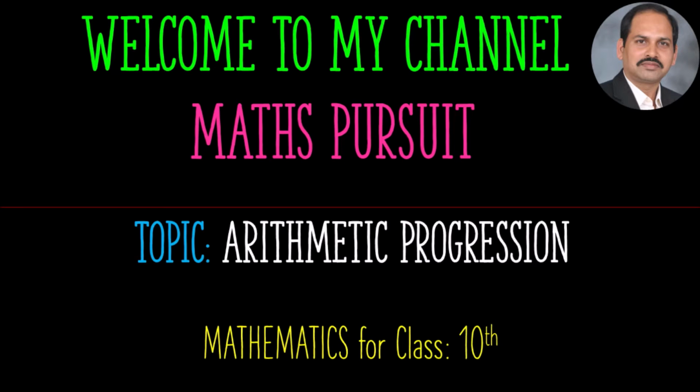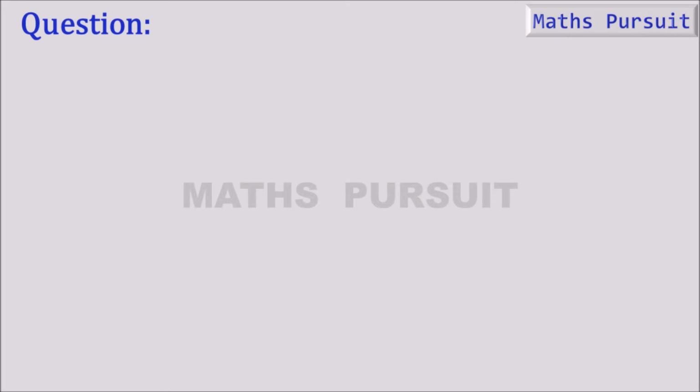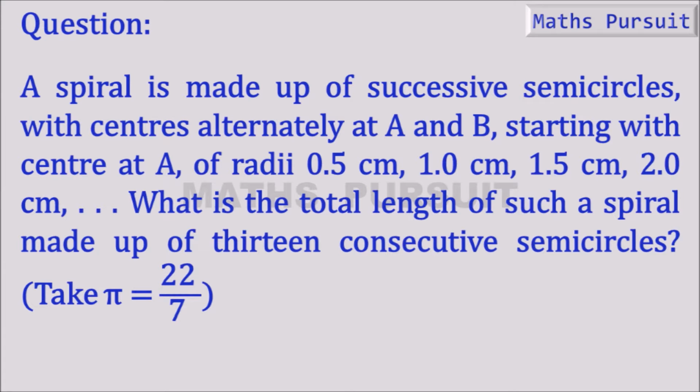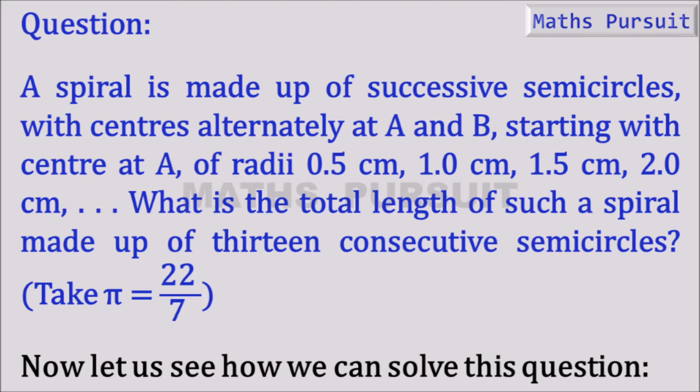Today under the topic arithmetic progression, let's see what exactly is given in the question. Now moving on to the question, it is given that a spiral is made of successive semicircles with centers alternatively at A and B. Starting with center at A of radii 0.5 cm, 1 cm, 1.5 cm, 2 cm. What is the total length of such a spiral made up of 13 consecutive semicircles? Now let us see how we can solve this question.